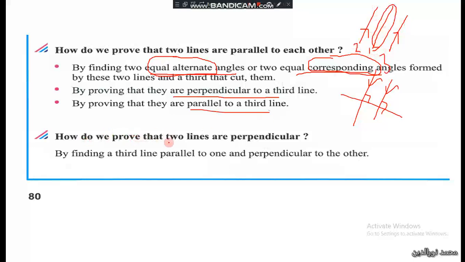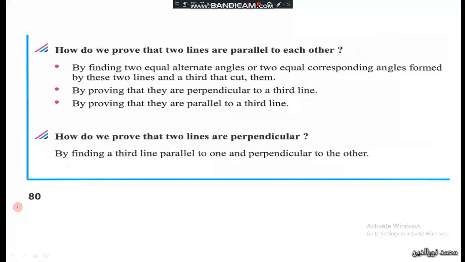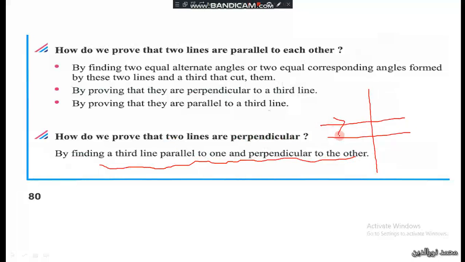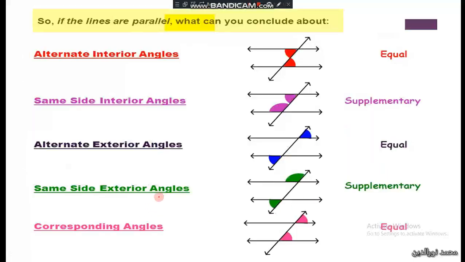How do we prove that the two lines are perpendicular? By finding a third line parallel to one of them and perpendicular to the other. So I can also prove that these two lines are perpendicular. How? By being parallel to one of them but perpendicular to the other one. So these two lines are perpendicular.